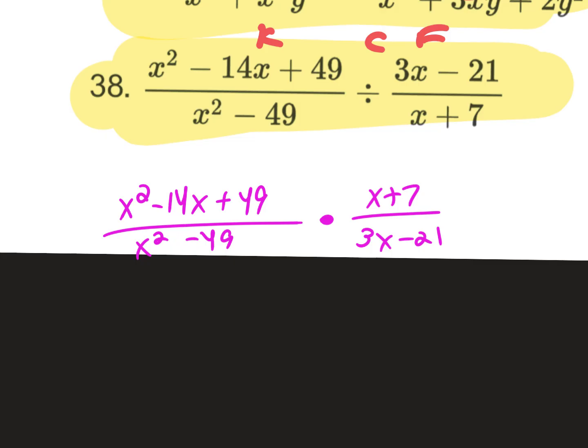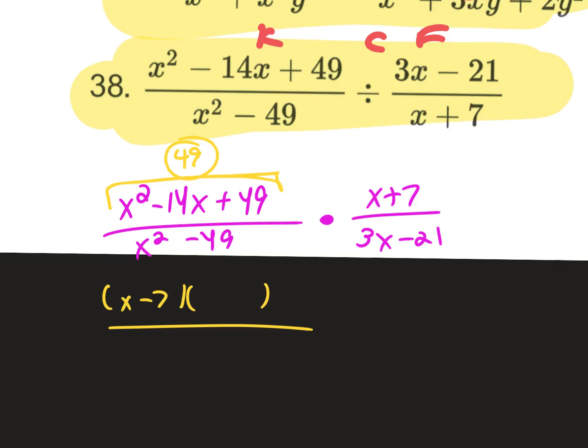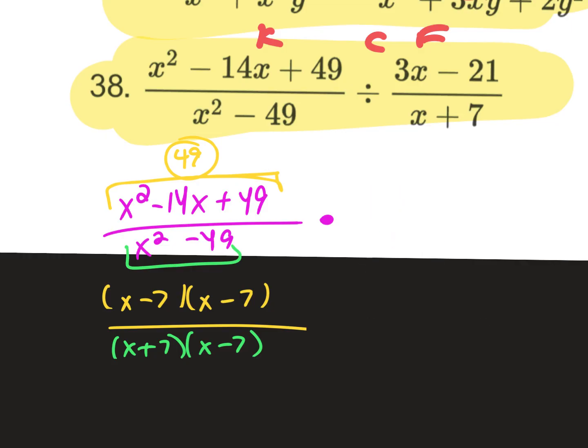Look at the top left right here. If I multiply a times c, what are the factors of 49 that are going to multiply to give me 49, but add to give me a negative 14? Perfect. X minus 7, x minus 7. So now we're in the bottom left. X squared minus 49. How can I rewrite that? X plus 7, x minus 7. Great.